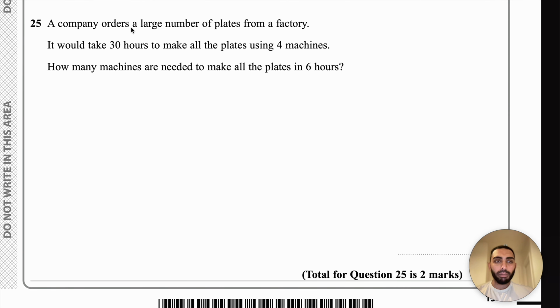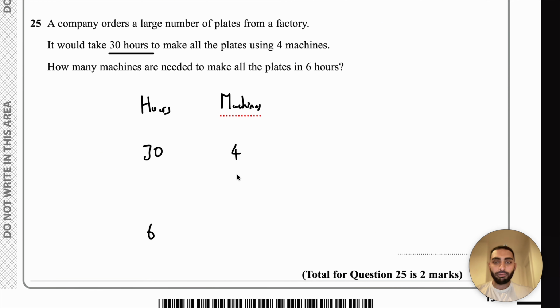Question 25. A company orders a large number of plates from a factory. It would take 30 hours, so I'm going to write hours is 30, to make all the plates using 4 machines. I'll put 4 there. How many machines are needed to make all the plates in 6 hours? So we're trying to get this 30 down to 6.